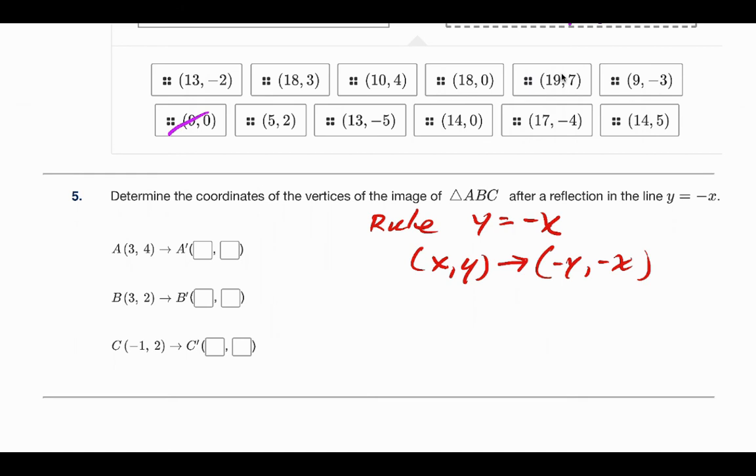So on A, our A prime will become 4 and 3. And we are going to negate both of those. On B prime, we'll have 2. It'll be negative 2. We'll have 3. That'll become negative 3. For C, we'll get negative 2. But for our y value, we'll get negative 1 or a positive 1.